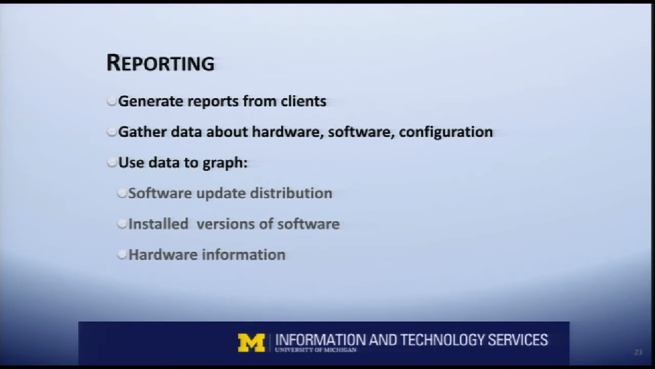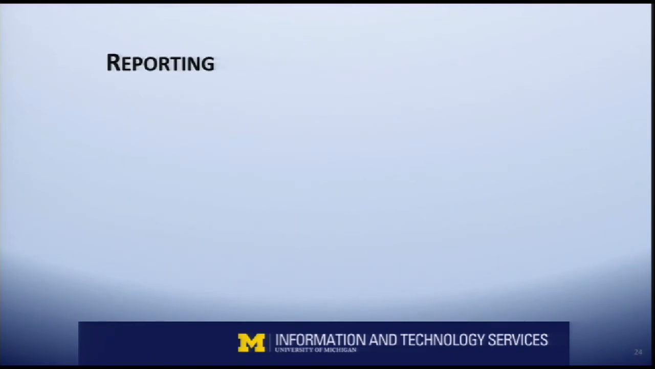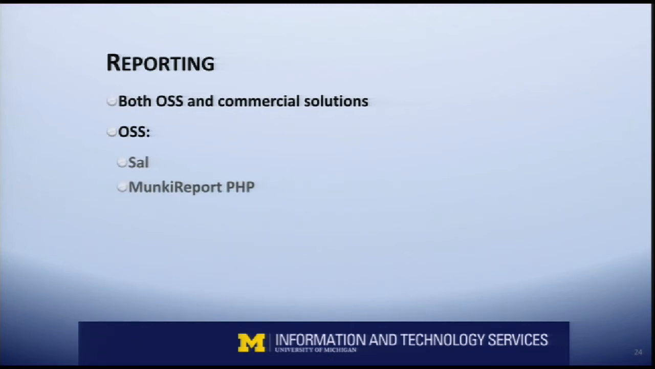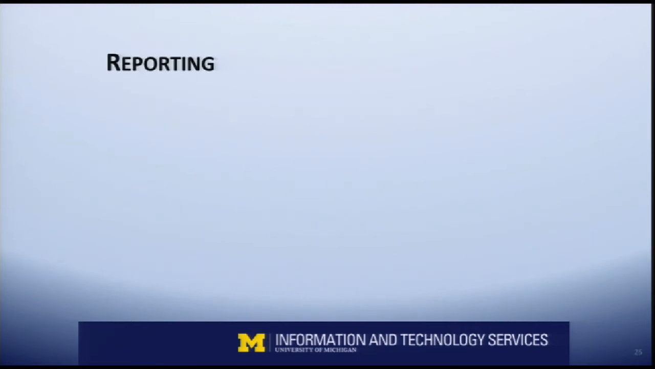Hardware information, which machines have less than X amount of RAM or X amount of hard disk space. User activity, user ran so-and-so app, or a number of things that you might want to track because you have certain compliance policies. Both open source and commercial solutions are available. Open source, we've got SAL, pretty popular solution, Monkey Report PHP. And on the commercial side, we have Splunk. Jamf Casper also has a number of reporting options as well.